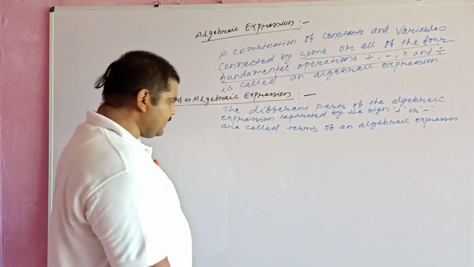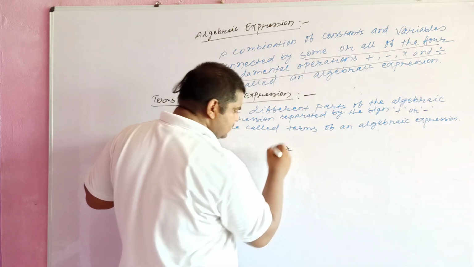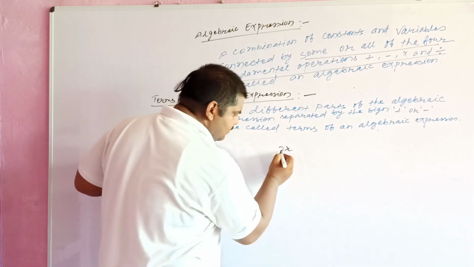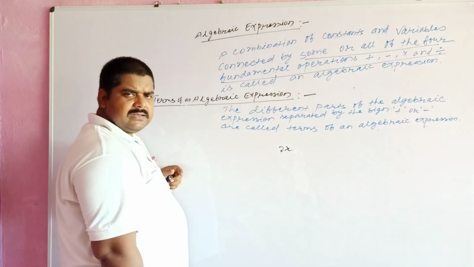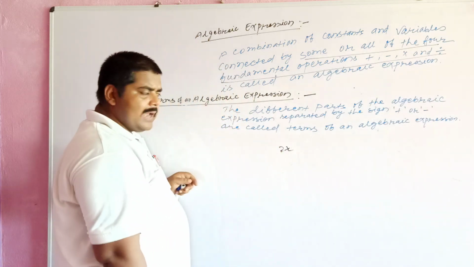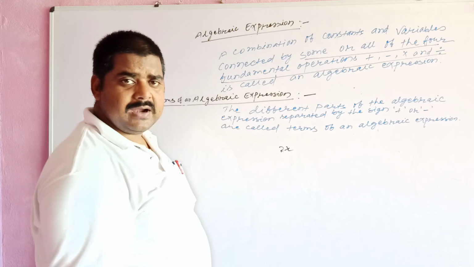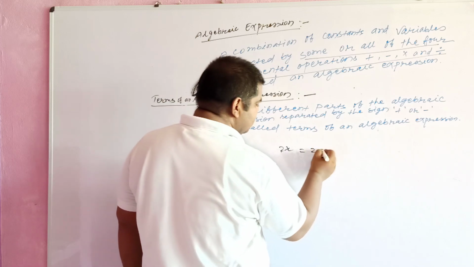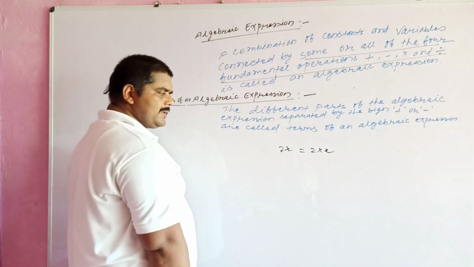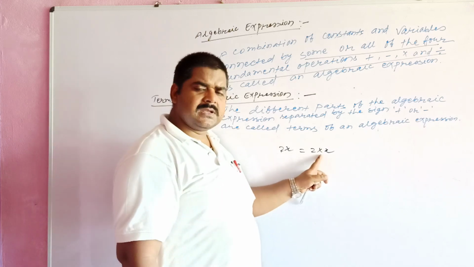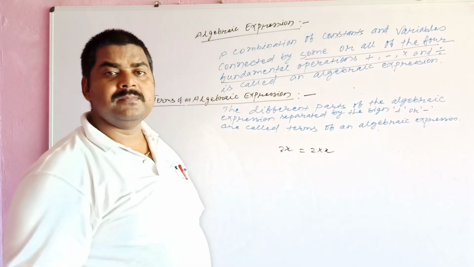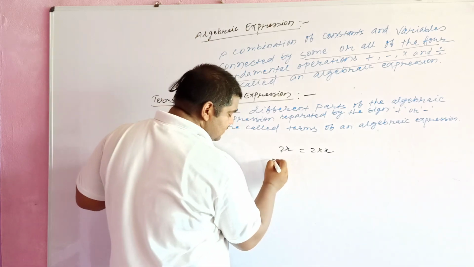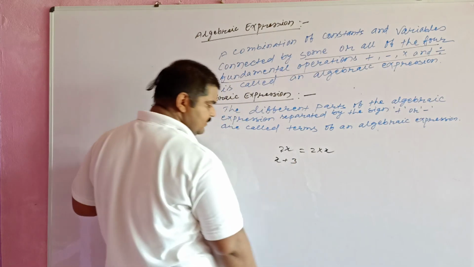Let's see some examples. If you write 2x, then in the case of 2x, what is 2? Constant. x is a variable, and there is only one operation. Because if you write 2x in expanded form, you can write 2 into x, and one operation has been given, and that is multiply. Only one operation.